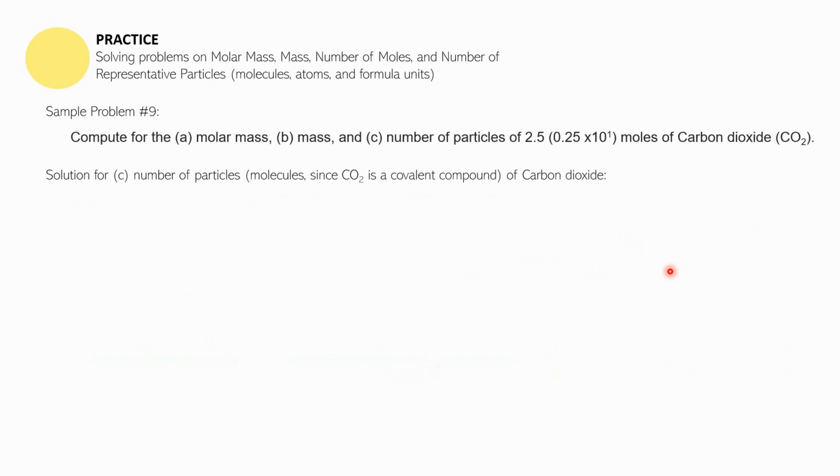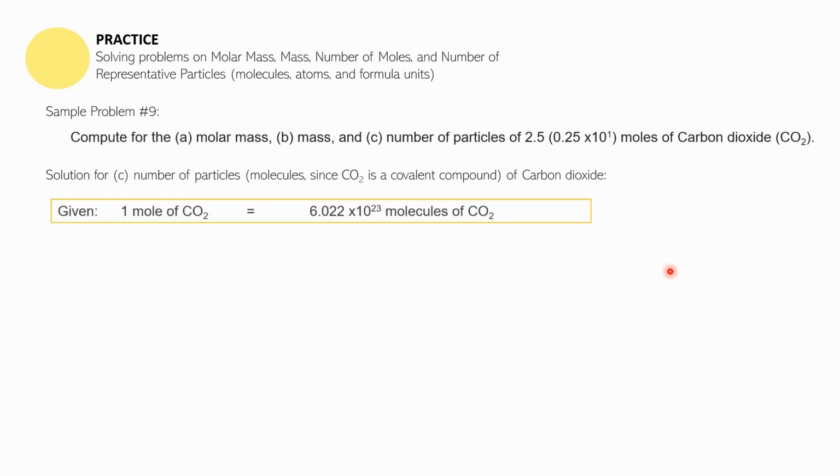And we move on to the next part of the solution, which is for letter C. We need to calculate the number of particles for carbon dioxide. Since carbon dioxide is a covalent compound, we can't use formula units because that's for ionic compounds. And we can't use atoms because that is for elements. What we can use is the number of molecules. And you know from the past lessons that 1 mole of carbon dioxide, which is a covalent compound, is equal to 6.022 times 10 raised to the 23rd power molecules of carbon dioxide, right?